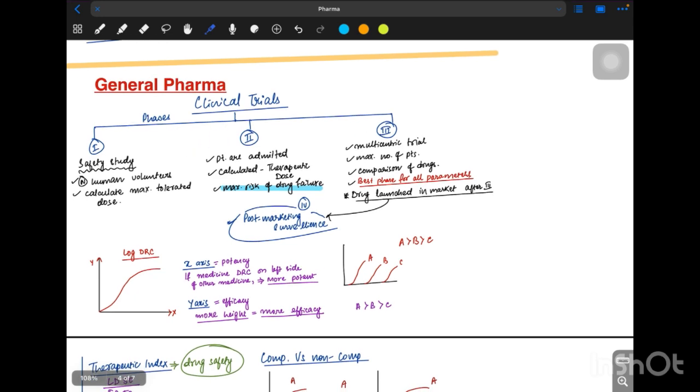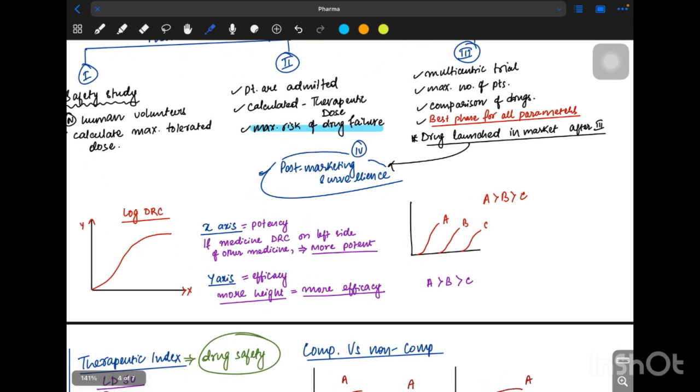Now here are two graphs. This is known as log DRC, y-axis, x-axis. Now what does this x-axis mean? The x-axis means the potency of the drug, the y-axis means the efficacy of the drug. So after plotting on the graph, if the medicine DRC is on the left side of this line, it is considered more potent.